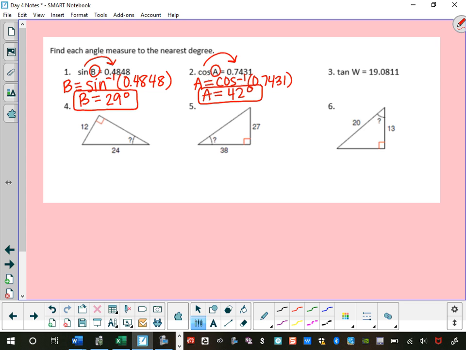All right, so number 3, I don't have that angle, let's solve for it. So I'm gonna have tan to the power of -1 times 19.0811. What do you get for the measure of angle W? 86 or 87. Good, 87, you should get 87.